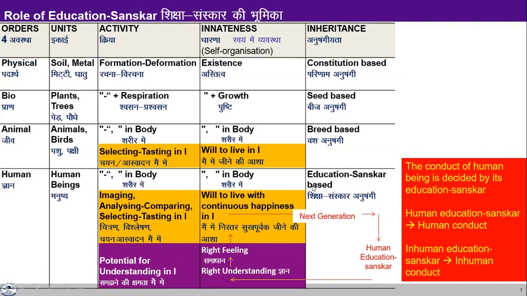Now, when the human being has the right education sanskar, the human education sanskar, then right understanding and right feeling are ensured. And by that, the will to live with continuous happiness is fulfilled. And the next generation is guided the same way. So generation after generation, this tradition of living a happy and prosperous life will continue. And that's why this holds so much importance, because our conduct is determined by it.